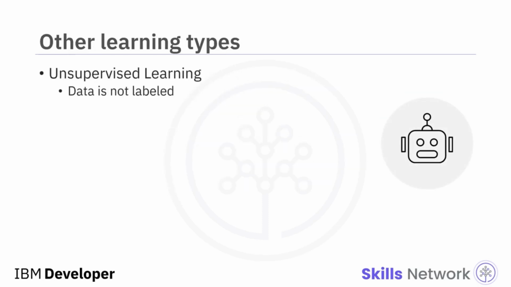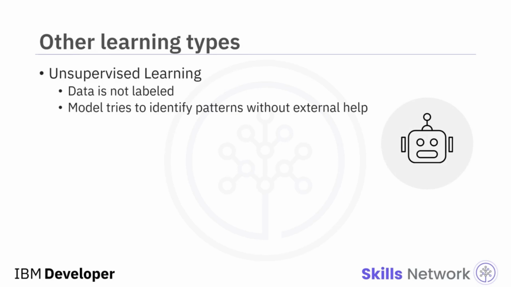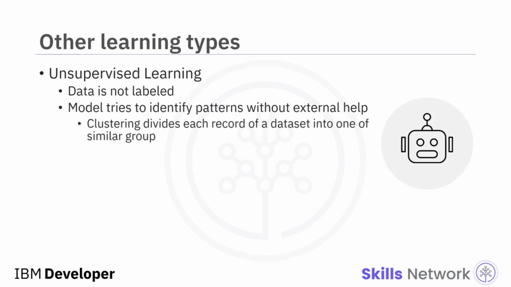In unsupervised learning, the data is not labeled by a human. The models must analyze the data and try to identify patterns and structure within the data based on its characteristics. Clustering is an example of this learning style. Clustering models are used to divide each record of a dataset into one of a similar group.